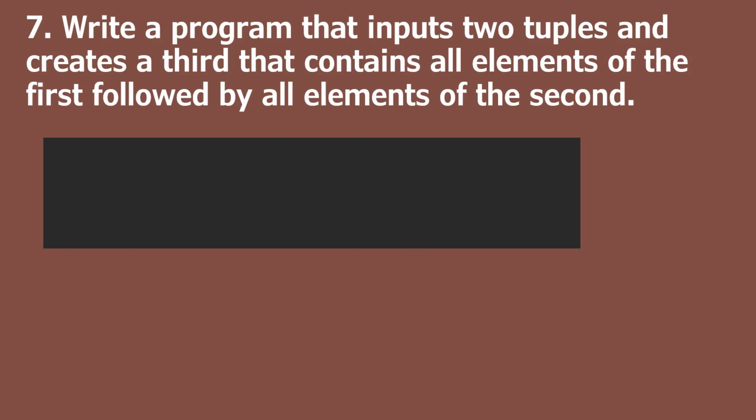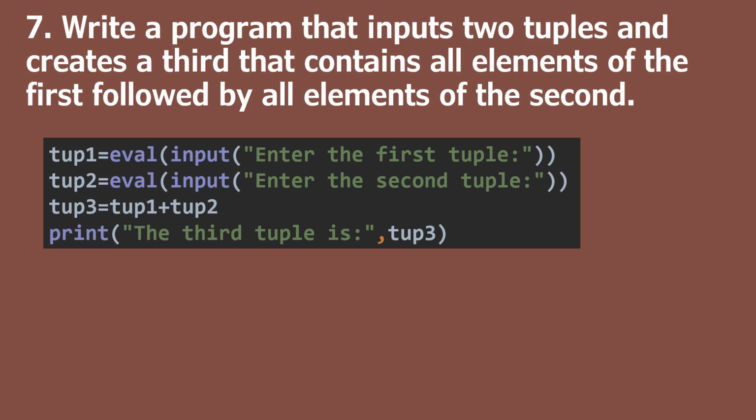Write a program that inputs 2 tuples and creates a third that contains all elements of the first followed by all elements of the second. So this is a very simple program. You have to just take 2 tuple variables tup1 and tup2 and you can enter the values for these tuples at runtime by using the eval function. Then the third tuple is, let's say, tup3, which is nothing but tup1 plus tup2.